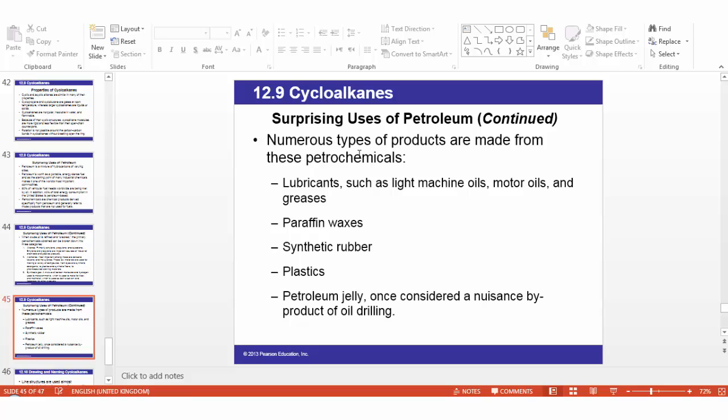Now, numerous types of products are made from these petrochemicals, such as lubricants, like machine oils, motor oils, greases, paraffin waxes, synthetic rubber, plastics, petroleum jelly.